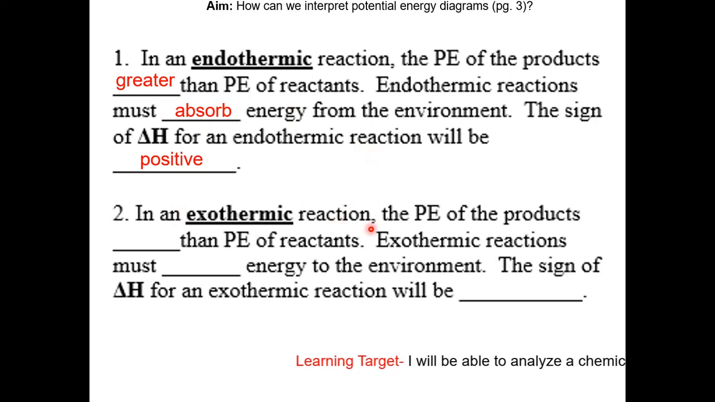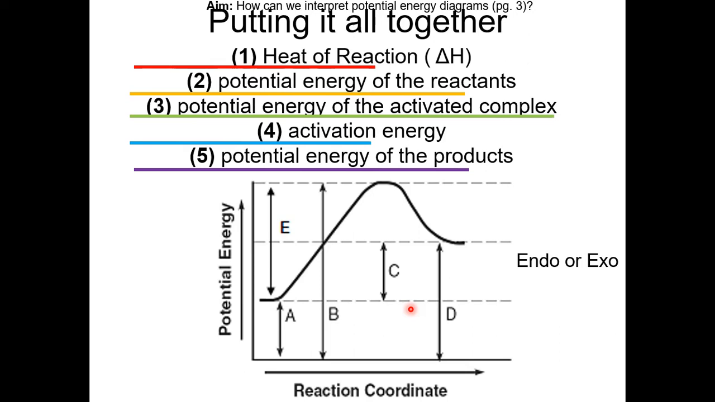In an exothermic reaction, the potential energy of the products is less than the potential energy of the reactants. Exothermic reactions must release energy to the environment. The sign of delta H for an exothermic reaction will be negative. Here's a summary slide of what we talked about today.